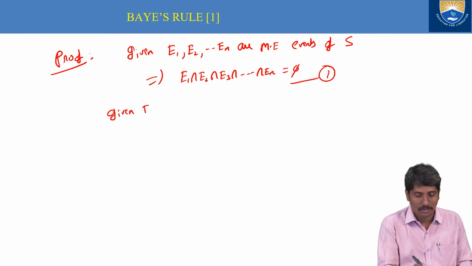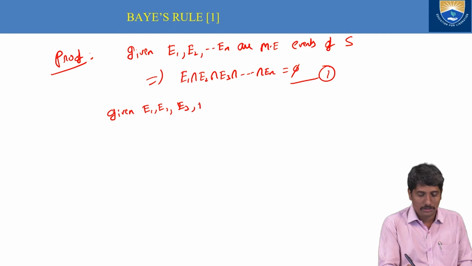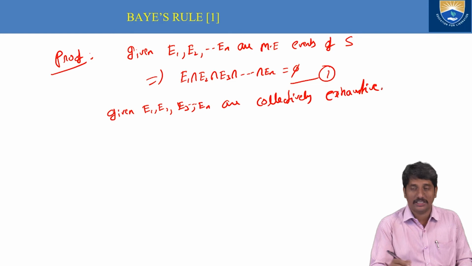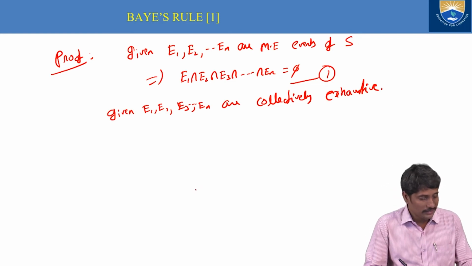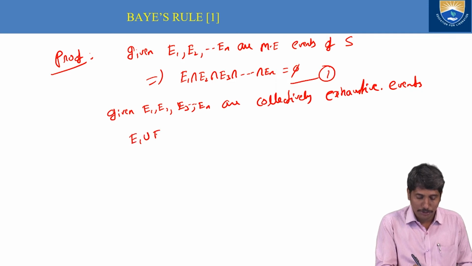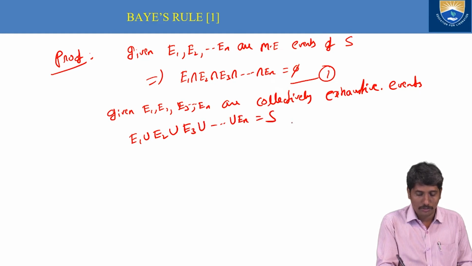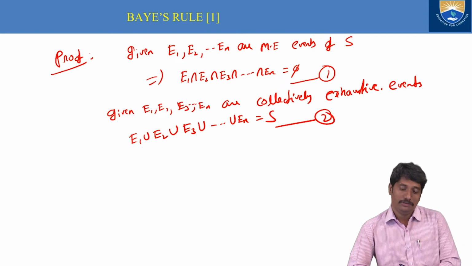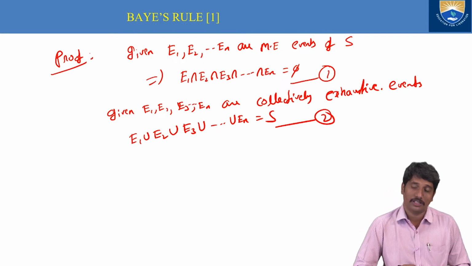Okay. Second one. Given E1, E2, E3, so on EN are collectively exhaustive events. Okay. What is the meaning of collectively exhaustive? That is E1 union E2 union E3 so on union EN is equal to S. Collectively exhaustive means when you collect all of them and unite, that means the union will be equal to S. Okay, that is what we have obtained from the given data.